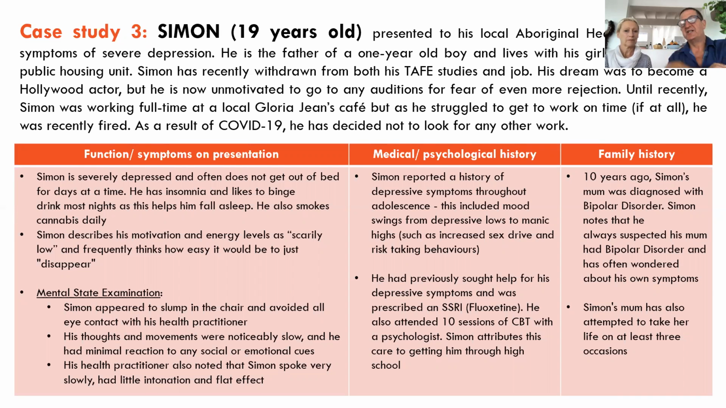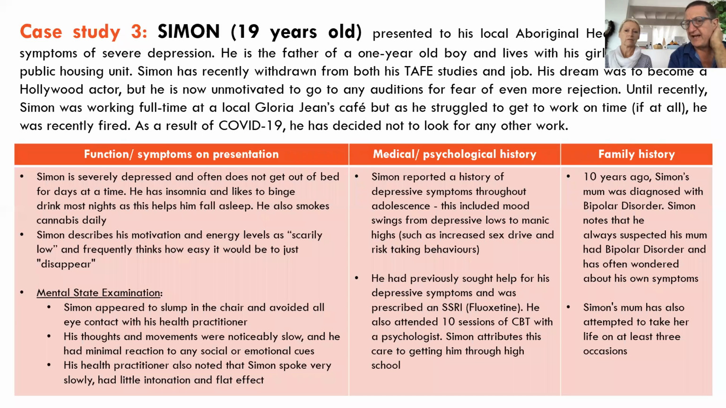So in terms of his history, in addition to this being a significant depressive episode right now, he reports throughout his adolescence quite severe depressive phenomena, but also that his mood has been quite unstable, from quite low periods to other hypomanic or manic-like periods where he's had increased sex drive, increased risk-taking behaviour, impulsive sets of behaviours. So a much more unstable mood throughout that particular period. He has previously sought help for depression, previously prescribed an SSRI, previously attended CBT with psychologists. And he reports at those times, those particular interventions did assist him to get through school, that he had some response to those treatments in the past.